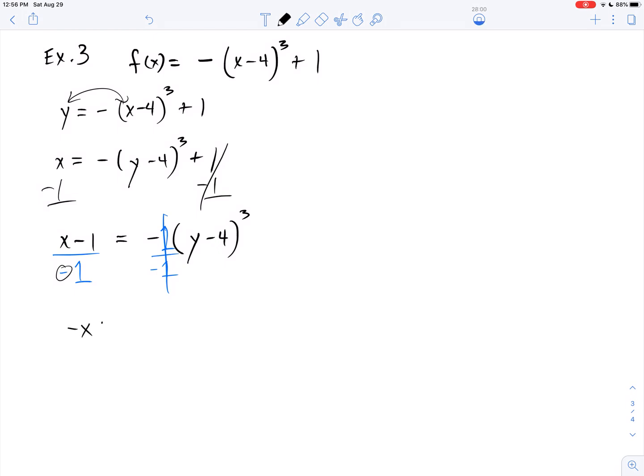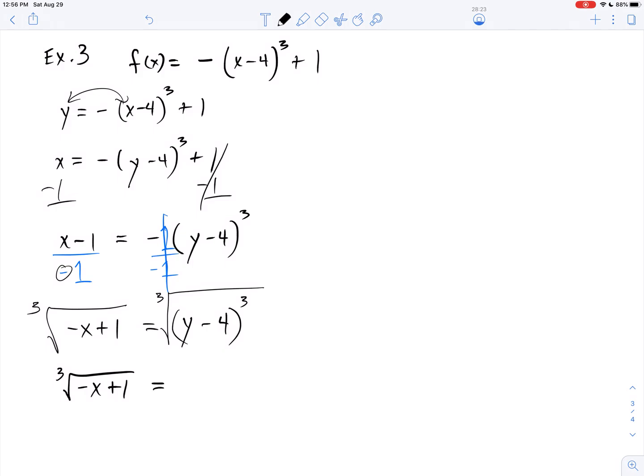Running the negative through, it's going to look like that, which equals y minus 4 quantity cubed. I am then going to cube root this, which will then give me the cube root of negative x plus 1 equals y minus 4. I'm going to get y by itself because I'm almost home free. I've got to move the 4 over.